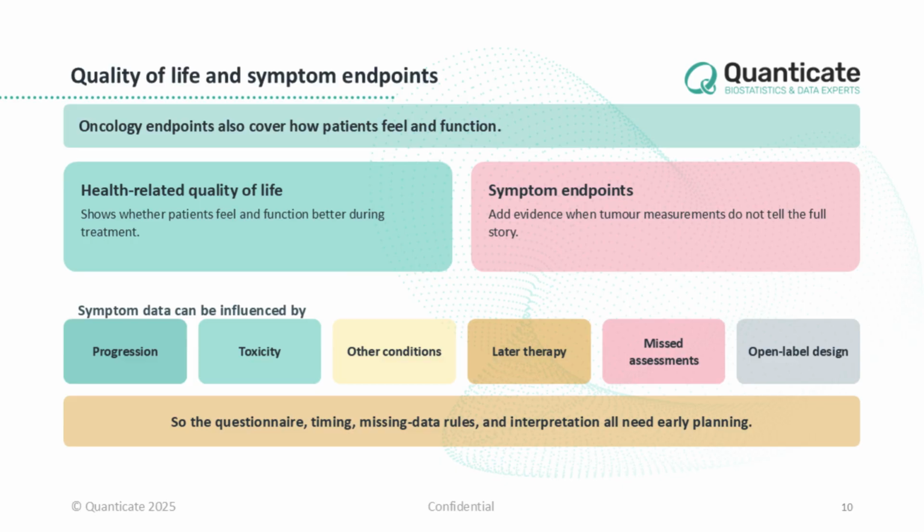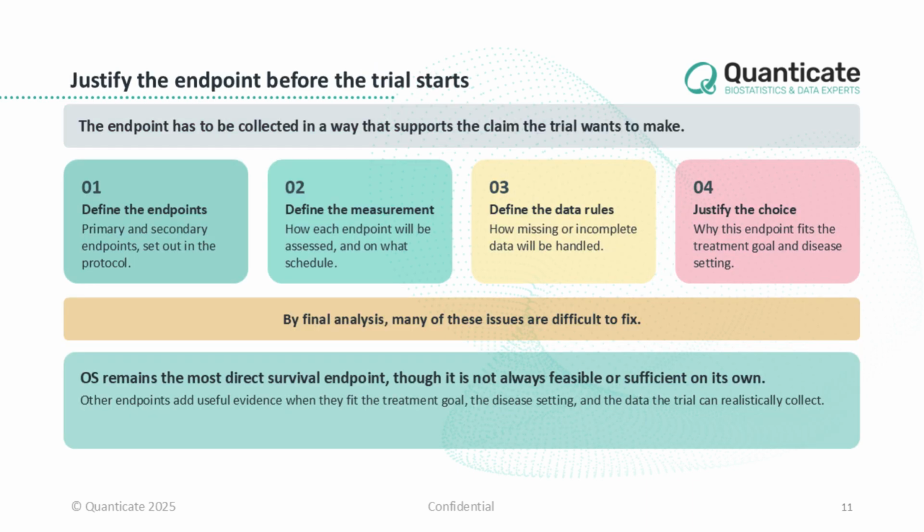Symptoms can be influenced by progression, toxicity, other conditions, later therapy, missed assessments, or open-label trial designs, so the questionnaire, timing, missing data rules, and interpretation need early planning. Endpoint choice should be justified before the trial starts. The protocol needs to define the primary and secondary endpoints, how they will be measured, and how missing or incomplete data will be handled. By final analysis, many of these issues are difficult to fix. The endpoint has to be collected in a way that supports the claim the trial wants to make.